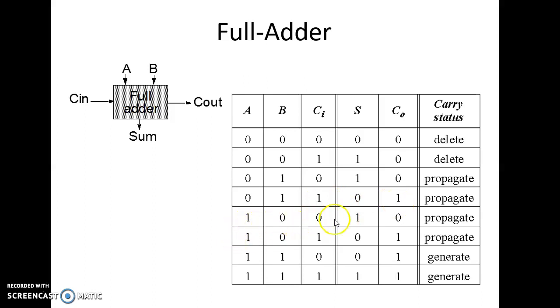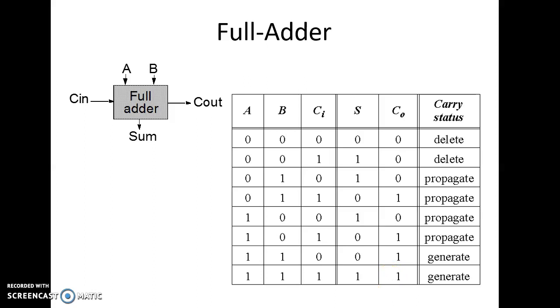Then 1 0 0, sum is 1, carry is 0. 1 0 1 is again sum is 0, carry out is 1. 1 1 0 again the same, sum is 0, carry out is 1. And then comes the last one, 1 1 and carry input is 1. So we have the sum equal to 1 and the carry output is 1. 1 plus 1 plus 1 is 1 1, just like that. So this is a common one which is familiar to all.